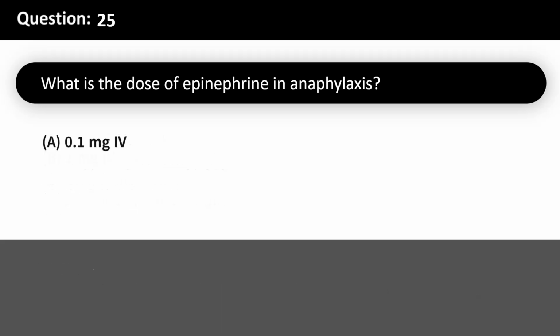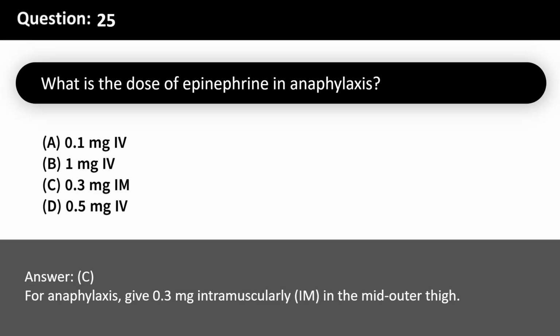What is the dose of epinephrine in anaphylaxis? A. 0.1 mg IV. B. 1 mg IV. C. 0.3 mg IM. D. 0.5 mg IV. Answer: C. For anaphylaxis, give 0.3 mg intramuscularly, IM, in the mid-outer thigh.